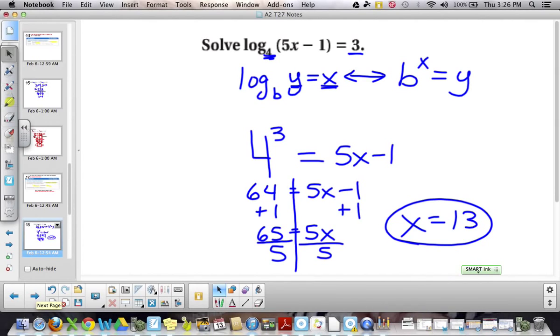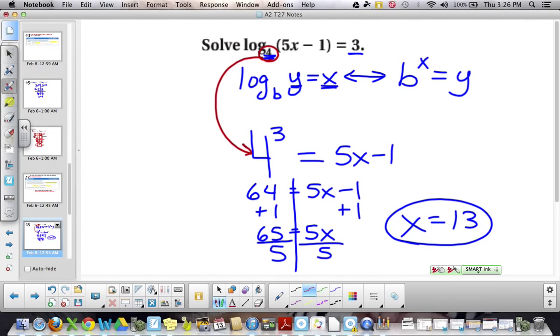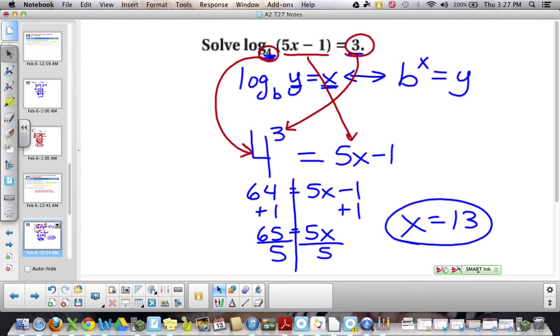Again, the base of our logarithm becomes the base of our exponent, what the logarithm is equal to becomes our exponent, and what we took the log of becomes what our exponential expression is equal to. By rewriting it in that form, these are equivalent forms, the logarithm and the exponential, we can come up with an equation that is solvable.